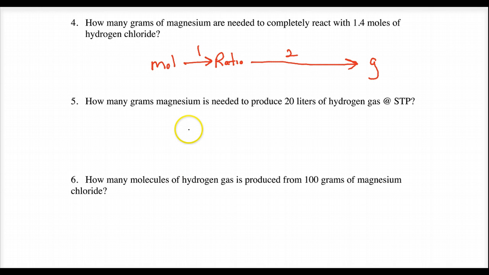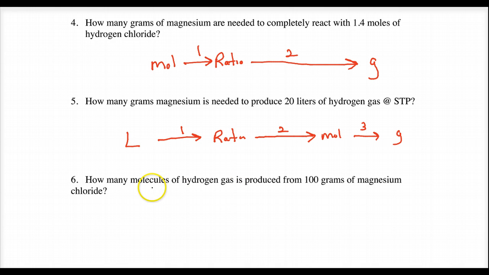Look at number 5. How many grams of magnesium is needed to produce 20 liters of hydrogen gas? So I'm starting with liters. Can I times that directly by the ratio? Absolutely. That gives me liters of the other gas. But now they want grams. So I have to go from the ratio, which is now in liters, into grams. Now you can convert to moles first, and then grams, which would be 3 steps. And that'd be one way to do it.